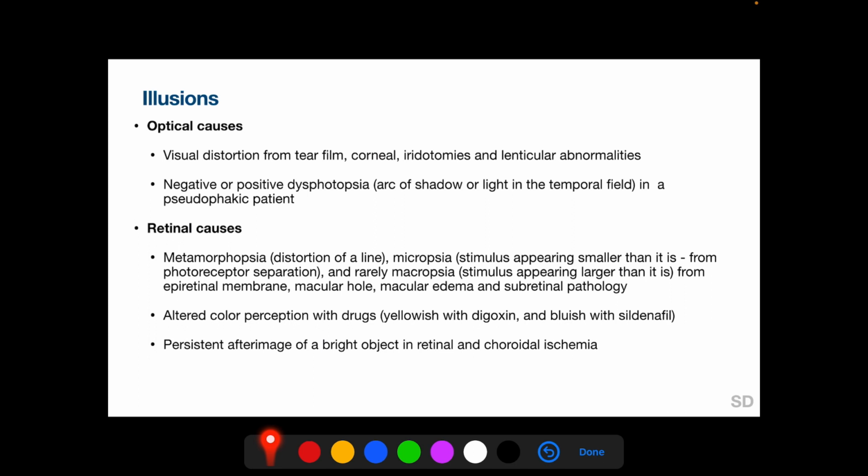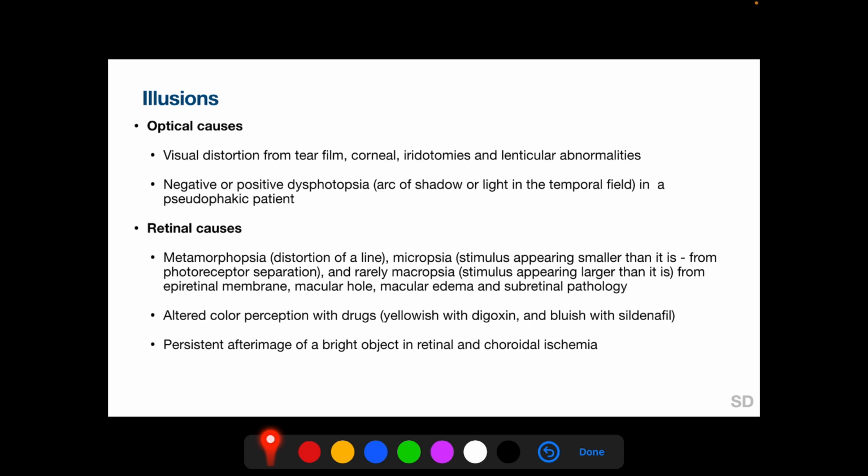Illusions from retinal causes result from metamorphopsia, that is distortion of the image of an object, micropsia, that is an object appearing smaller than it really is, or macropsia, and these result from pathologies like epiretinal membrane, macular hole, macular edema, and subretinal pathology. So when the photoreceptors are separated from each other, there will be micropsia, and when the photoreceptors are crowded with each other, there will be macropsia.